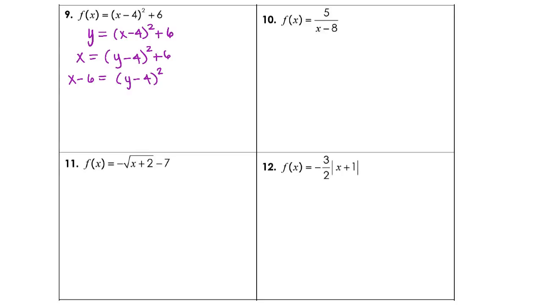Now we're going to take the square root, and something is going to come up here when we do the square root. We need to incorporate plus or minus. And we have x minus 6 equals y minus 4. And then we would add 4 over. So I have plus or minus square root of x minus 6 plus 4. And this is going to be a problem because we're going to actually have one x value going to two different y values. So here that plus or minus is going to make this not a function.